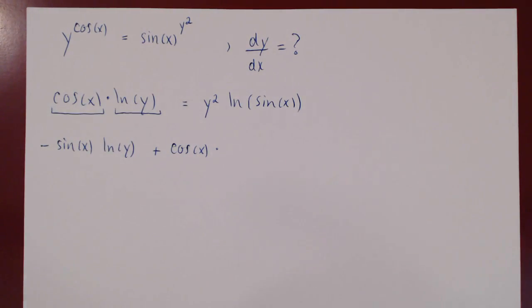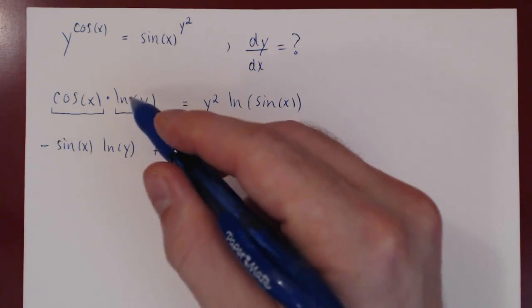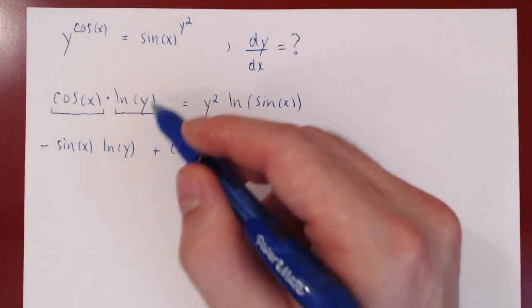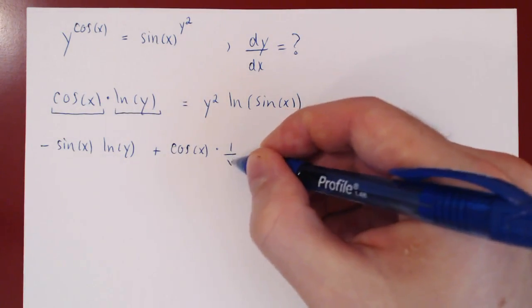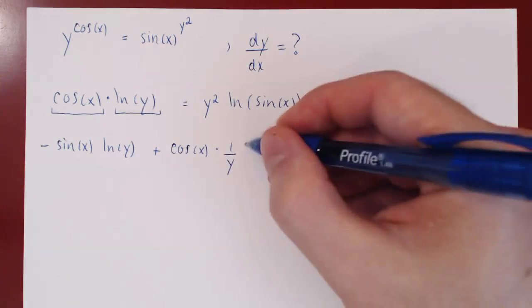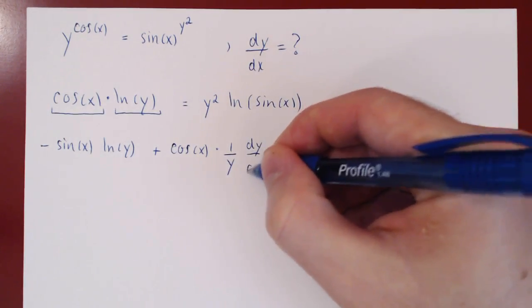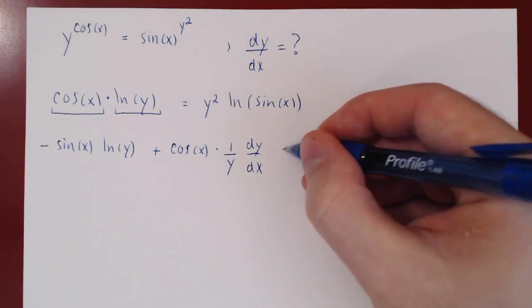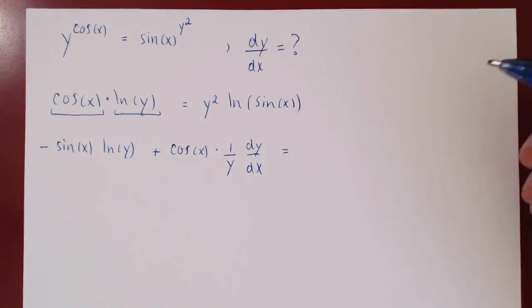Keep in mind the derivative is with respect to x, so we'll have the derivative of ln, 1 over the argument, chain rule, times the derivative of y, which is dy over dx. That takes care of the left-hand side.